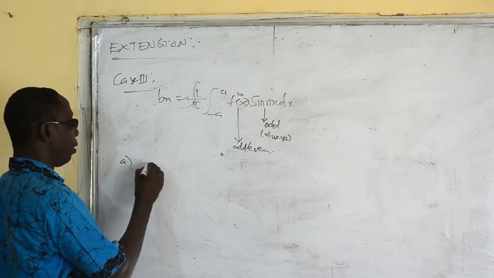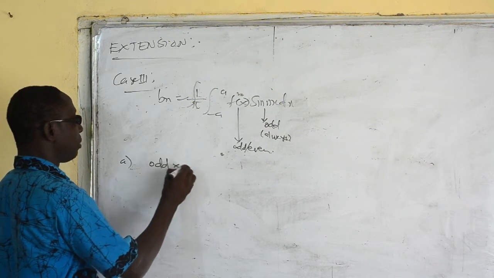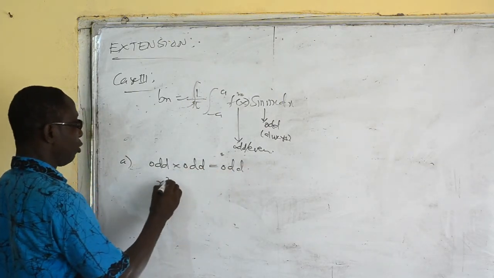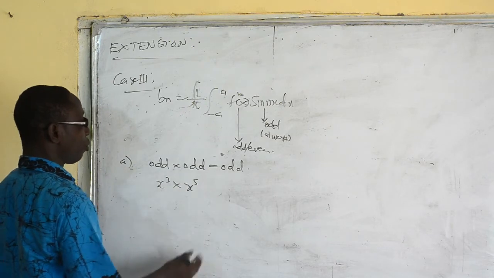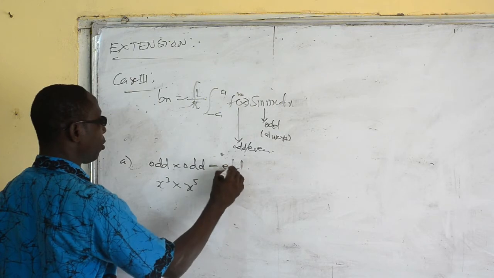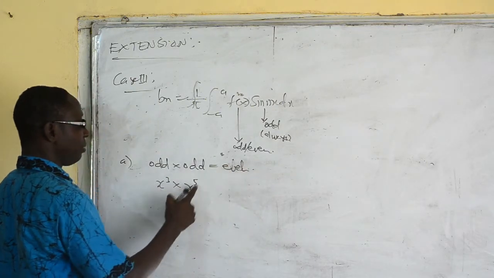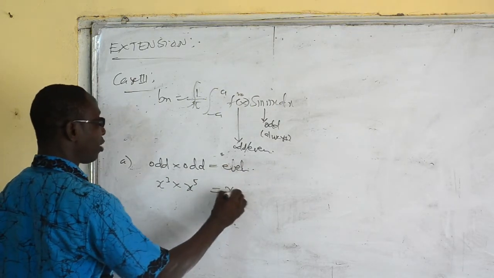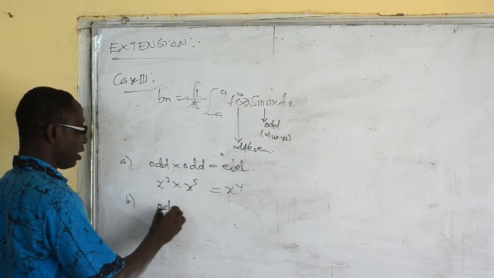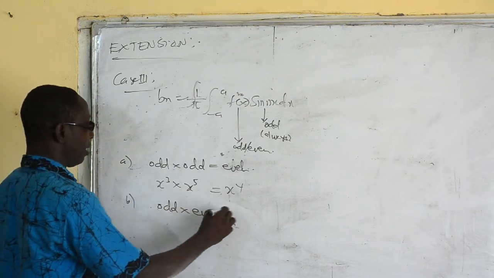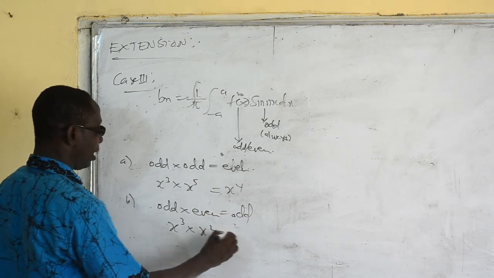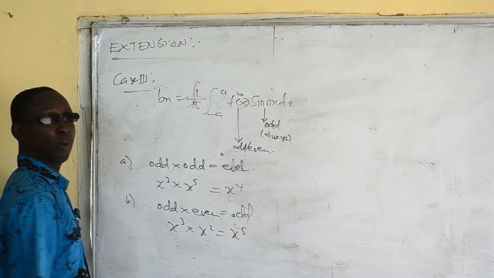We have odd times odd is equal to even. Example is x cubed times x, so x cubed times x gives x to the 4, and you see that this is even. Now, odd times even is equal to odd. Let's see, x cubed times x squared is equal to x to the 5. You see that this is odd.